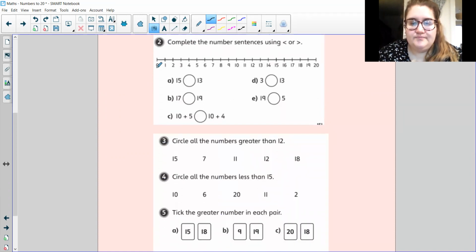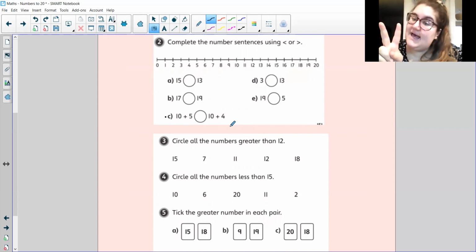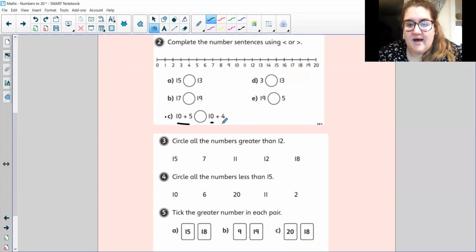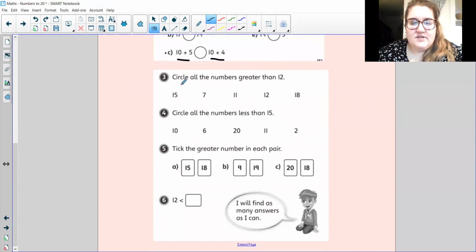Number 2, complete the number sentences using symbols, less than or greater than. Okay, so this one, you can use the symbols, but when you get to question C, you're going to have to do those 2 important steps. Step 1, solve the problem. Step 2, compare. So you need to solve both sides before you can compare them. And number 3, circle all the numbers greater than 12. So out of this list, which numbers are greater than 12? Out of this list, which numbers are less than 15?